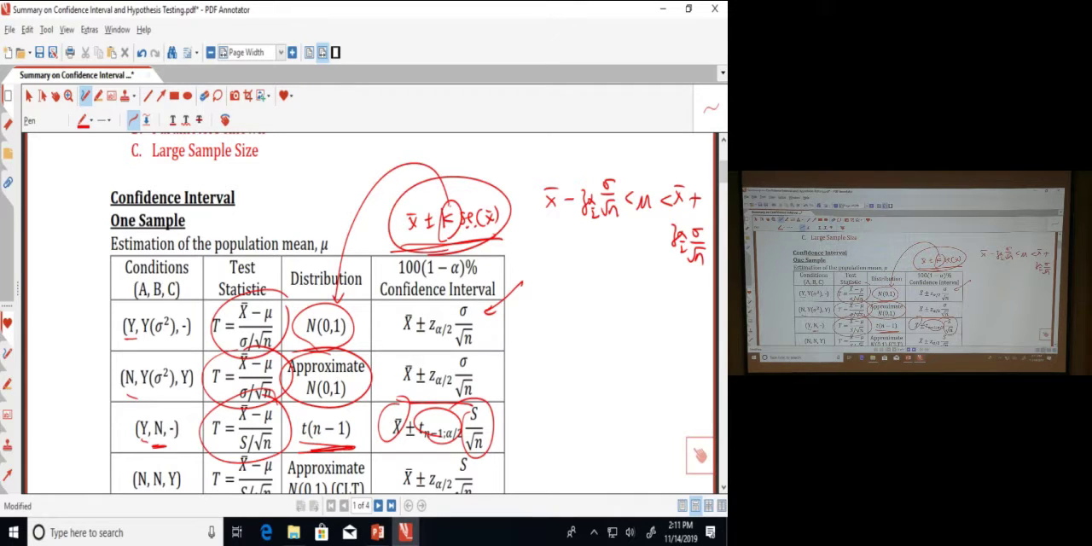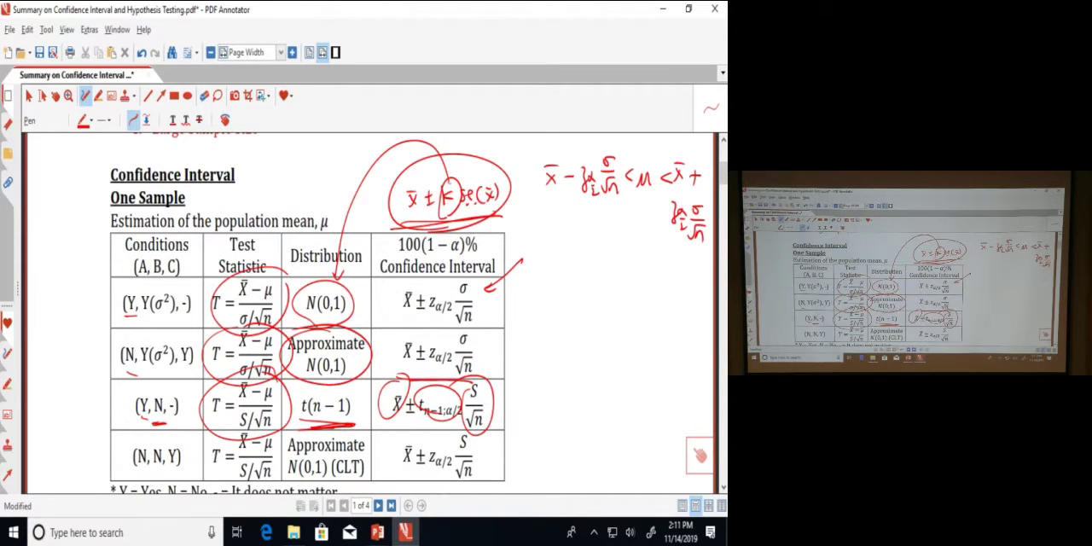In fact, this also needs the central limit theorem. All right. So now, because it's approximately normal, again it's in this form: x bar plus or minus a constant times s over root n. So what is this constant? We take z alpha over 2 because it's approximately standard normal. All right. So that's it for the confidence interval for the mean mu.